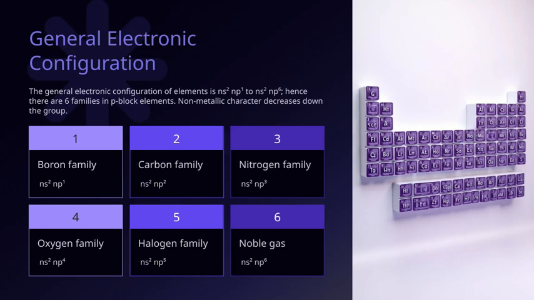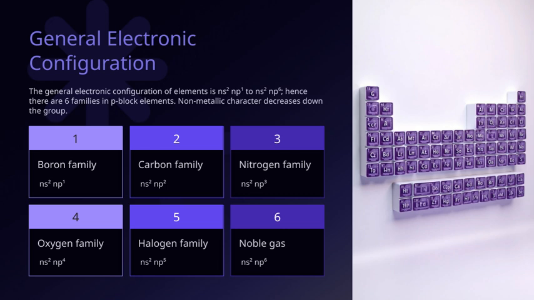Let's take a closer look at the general electronic configuration of elements in the P-block. As you can see, the configurations typically range from ns2np1 to ns2np6. This range defines 6 distinct families within the P-block, each with unique characteristics. Starting with the noble gases, they have the configuration ns2np6, which means their outermost energy level is fully filled, making them very stable and inert.